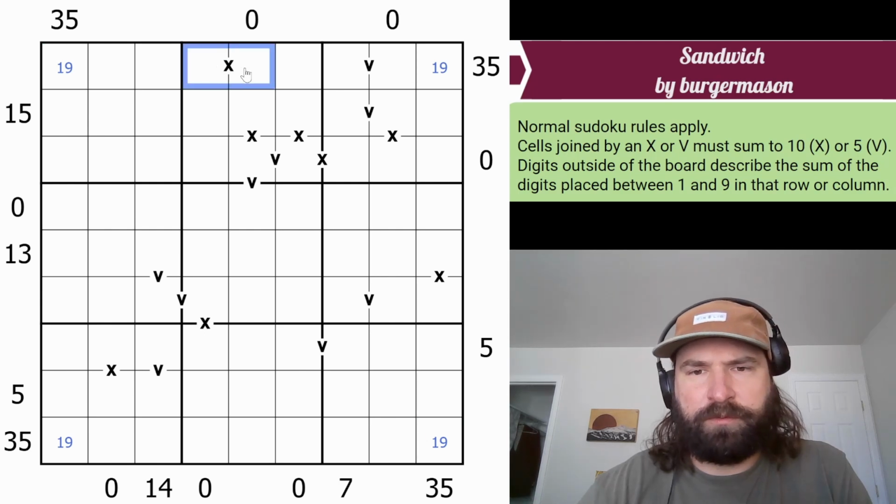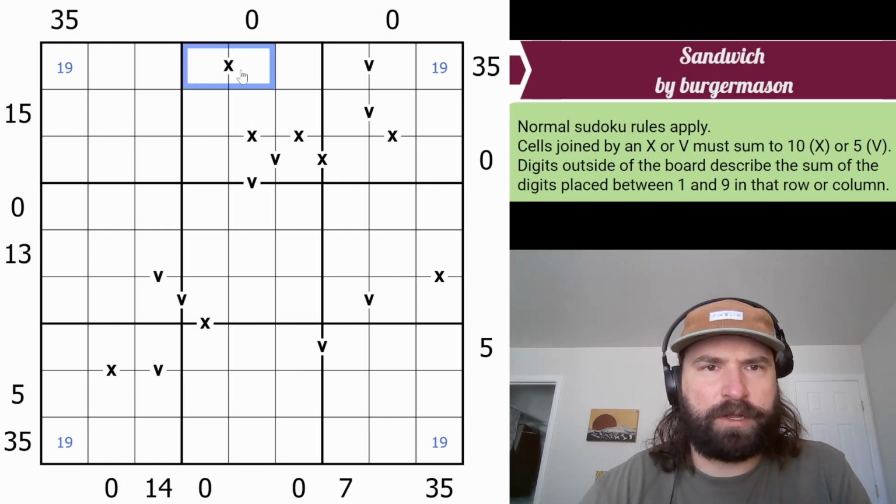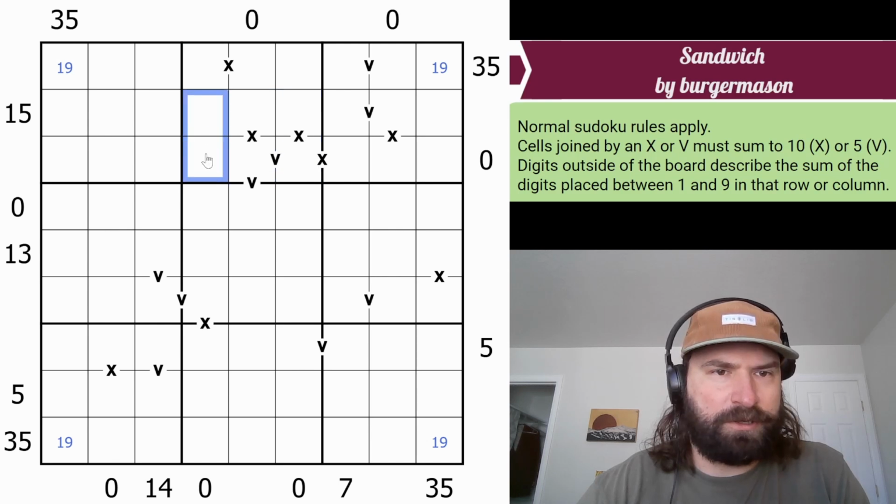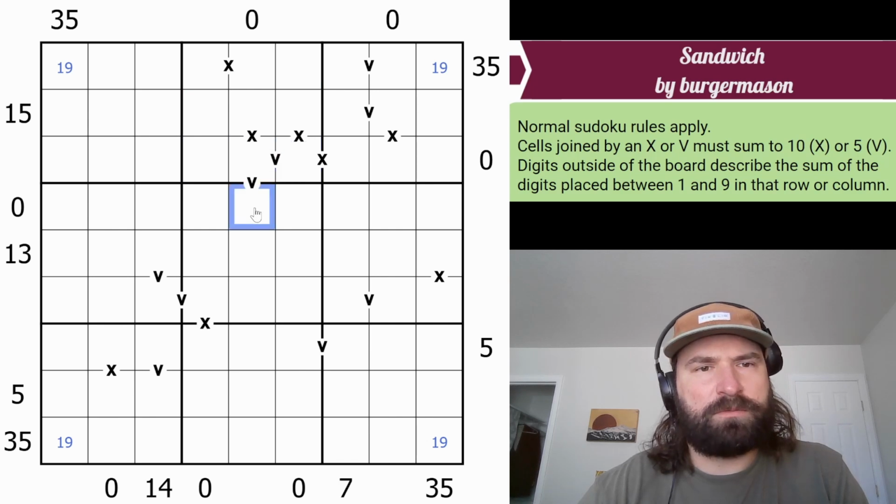All right, so how many different ways can you add to 10? 4? Yeah, so you can add to 10 4 different ways. These ones can't be 1 and 9. So one of these X's probably has to be 1 and 9, right? I guess 1 and 9 could go here. That would put a 5 here. Whatever this number is, this number is.